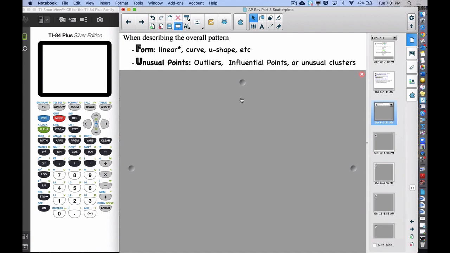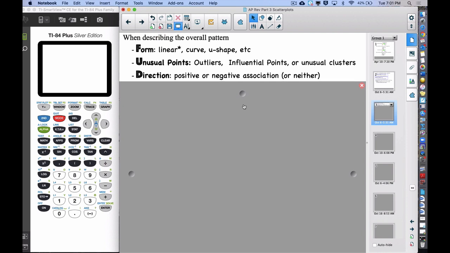The U in unusual points stands for outliers, but then also influential points, or if you just have unusual clusters of points, this is where we would also mention it. So the U is really to kind of cover anything unusual that's happening. And we'll talk more about outliers versus influential points a little bit later.